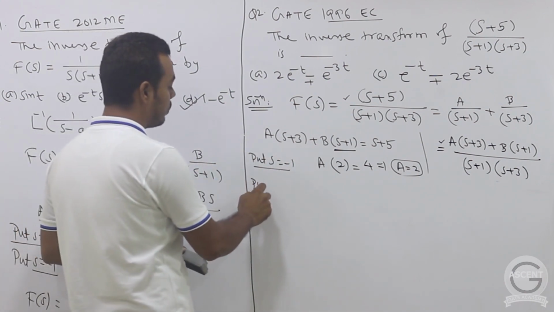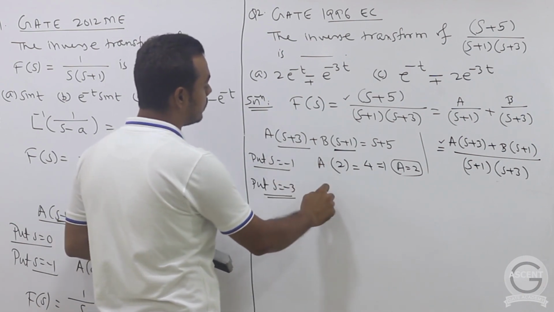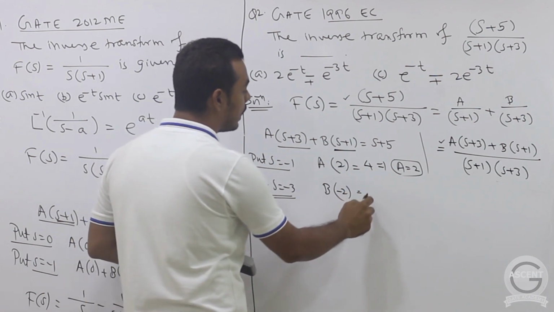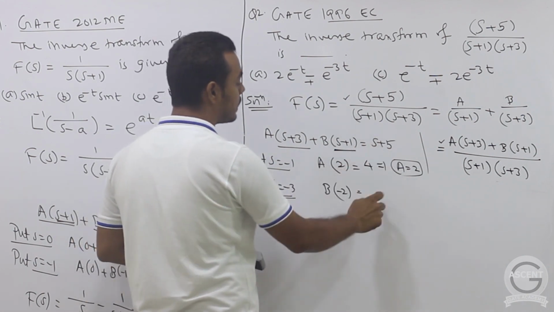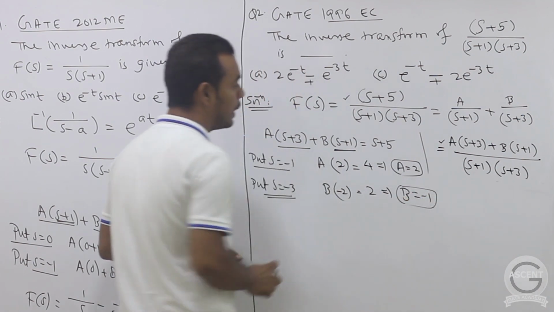So for that we have to substitute s equals to minus 3 here. So now this will become 0, we'll get b into minus 3 plus 1 minus 2, and right hand side will be minus 3 plus 5 plus 2. So from here the value of b will be minus 1.